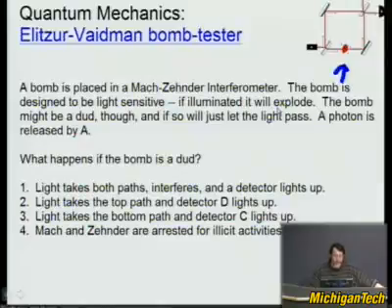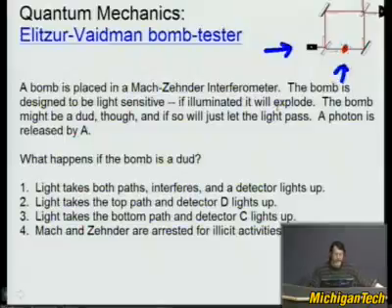The bomb might be a dud, though, and if so, it will just let the light pass. It will be transparent, completely transparent. So a photon is released by A. So here's A here. So what happens if the bomb is a dud? So you got a bad bomb. You put it in your Mach-Zehnder interferometer, which is now an Elitzur-Vaidman bomb tester.